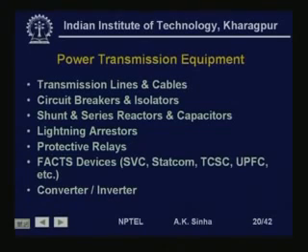The other equipment that we use are of course lines and cables to carry the power, circuit breakers and isolators. Circuit breakers are used to disconnect the line in case of a fault or some other reasons. Isolators are also the same kind of switches. The main difference between circuit breakers and isolators is that circuit breakers can break a circuit in which current is flowing, whereas isolators are used only to isolate a circuit when it is not carrying any current.